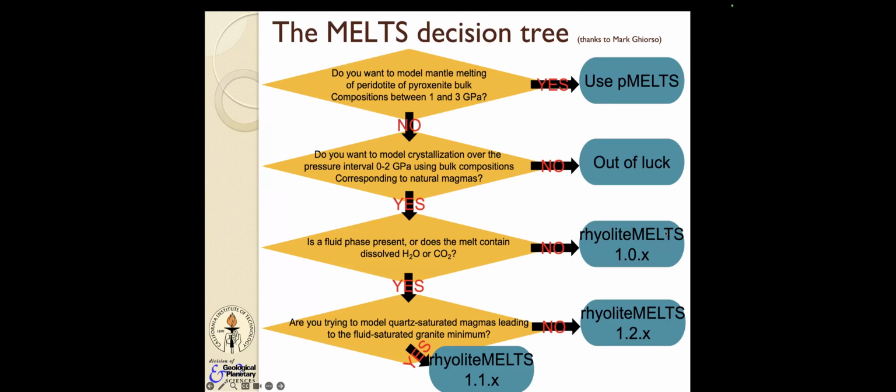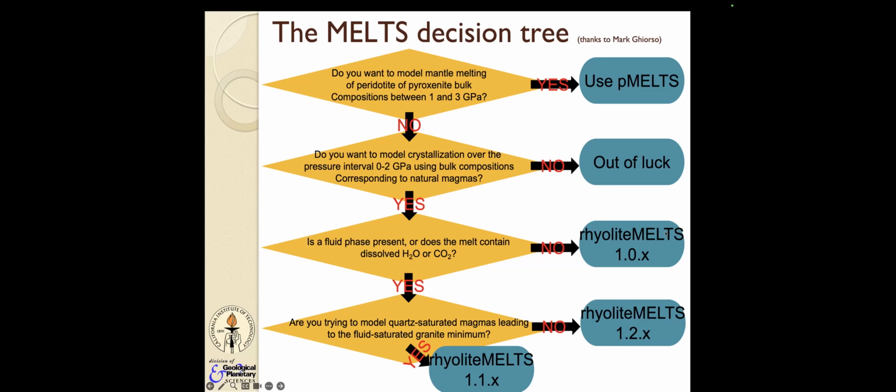So which version of MELTS should you use? Which model? On Mark Ghiorso's website, OFM, there is a decision tree, which I've just turned into a PowerPoint slide here quickly last night, so it's a little bit ugly. But you follow through these questions. Do you want to model mantle melting with peridotite or pyroxenite bulk compositions between 1 and 3 GPa? Yes, use pMELTS. No, go on down the chart.